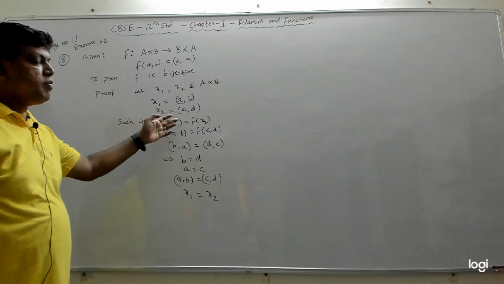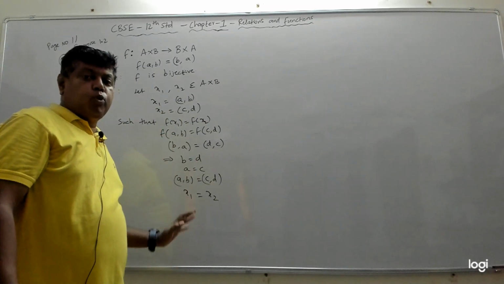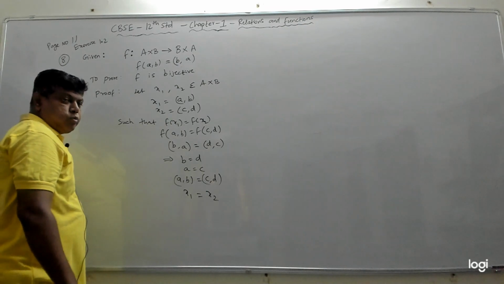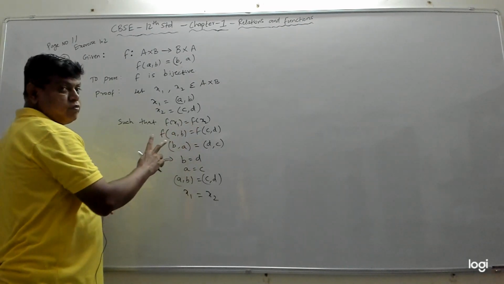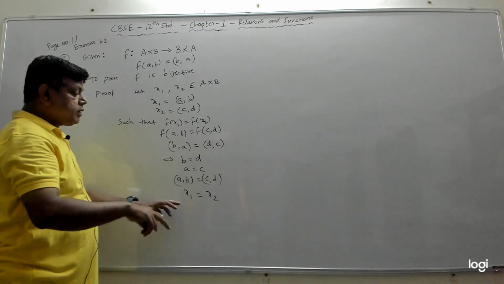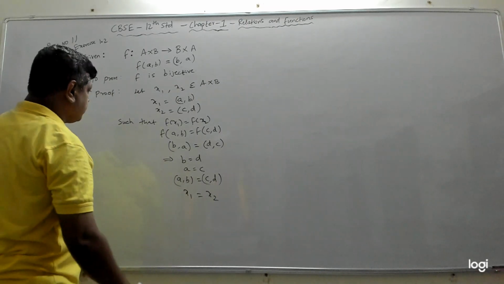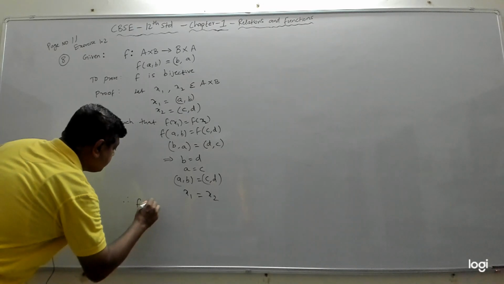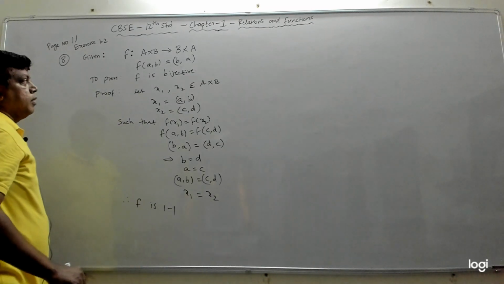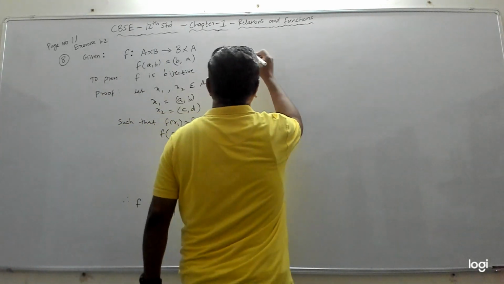So we started with f of x1 equal to f of x2, and we proved that x1 equal to x2. So when the images are same for two elements x1 and x2, then the elements themselves are same. They are not two different elements. They are the same element. So therefore f is 1 to 1. Now we should prove f is onto.